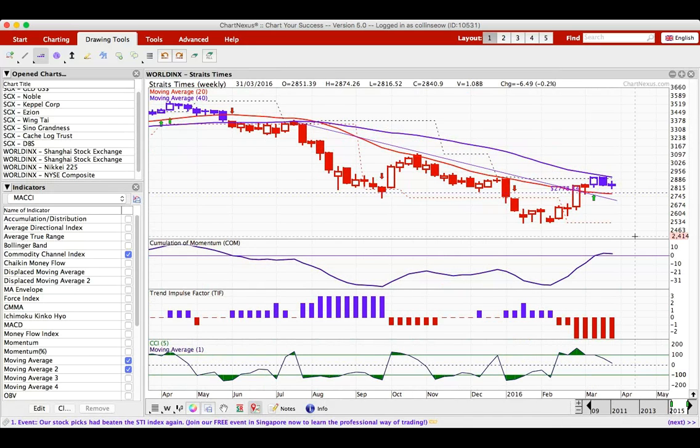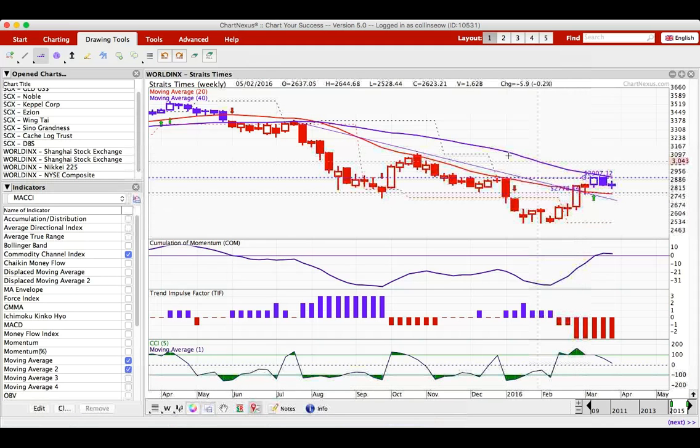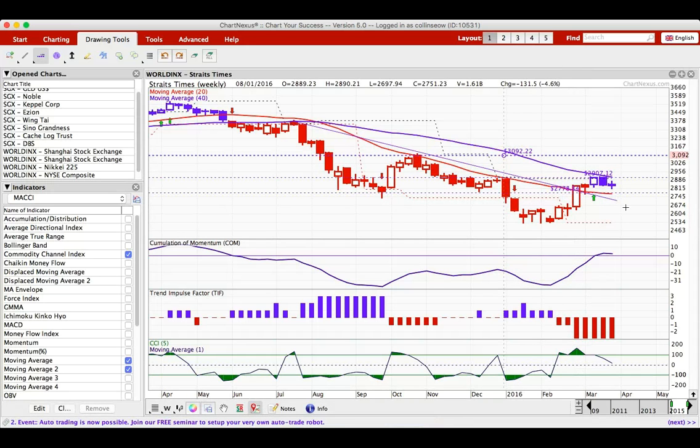So STI right now, the levels to look at is 2070, and the high will be 2,900. These will be the levels to look at for the STI. 2,900 to around 3,000. The next level to look at is around 3,000, 3,100 over here. But let's look at this swing trade first.